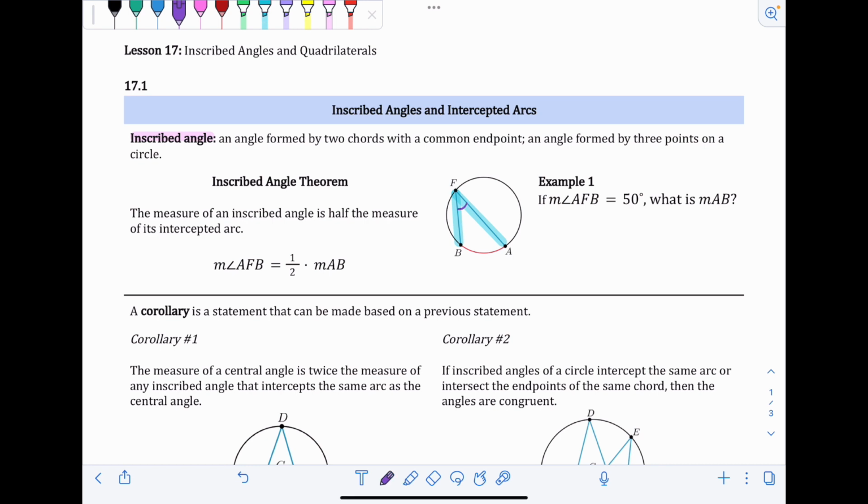Another way of describing an inscribed angle is an angle formed by 3 points on a circle. You can see point A, point F, and point B are all on the outline of the circle, and together they form an inscribed angle.